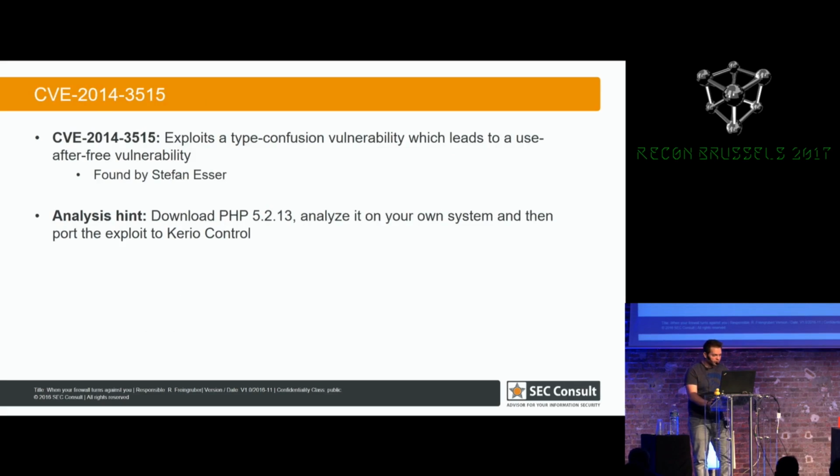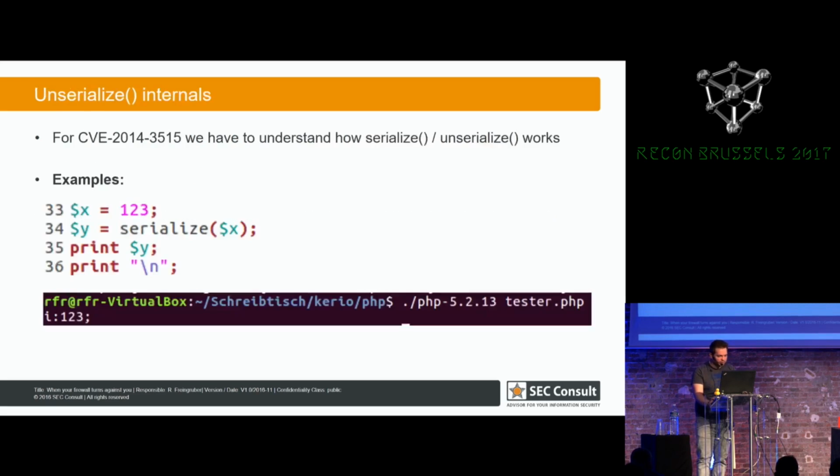So I'm using here the CVE-2014-3515 vulnerability. It was found by Stefan Esser, and I was just starting by analyzing it on my own system. So this is just how unserialize is working. For example, if you have an integer 123 and call serialize on it, you will get the serialized version of it.